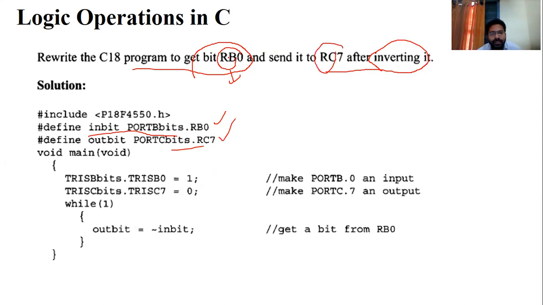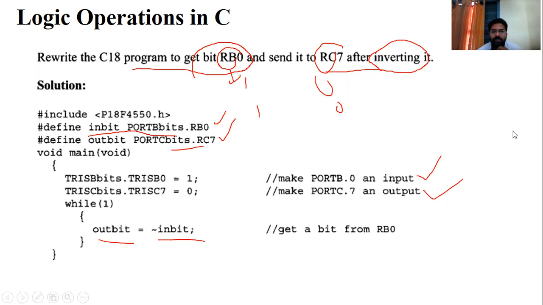So you can make that port B to get RB bit. Getting means input bit. So port B can be made as an input bit. Port C can be made as an output port. So port B bit you can invert and send into the port C. See, this input bit is inverted into the output bit. Whatever, if it is 1, it is 0, or 0, it is 1. Simple program. Okay, so this is the way you can perform the logical operations.